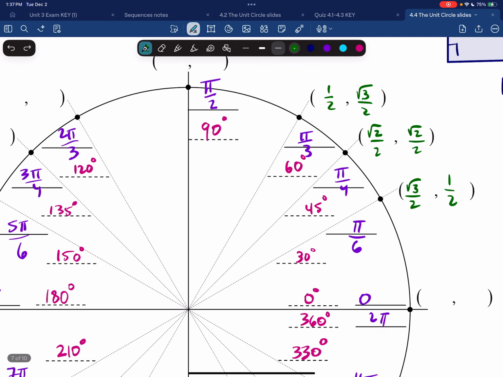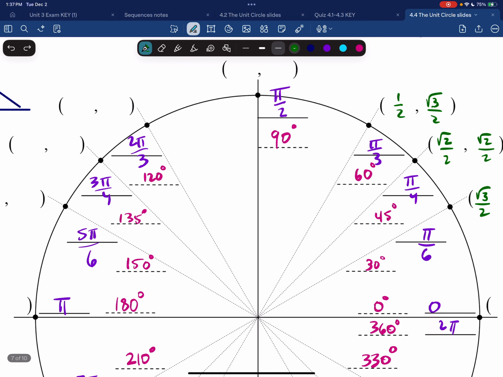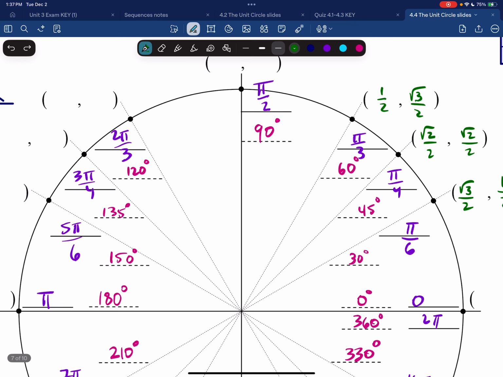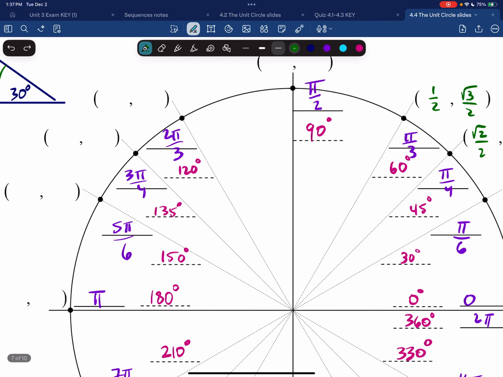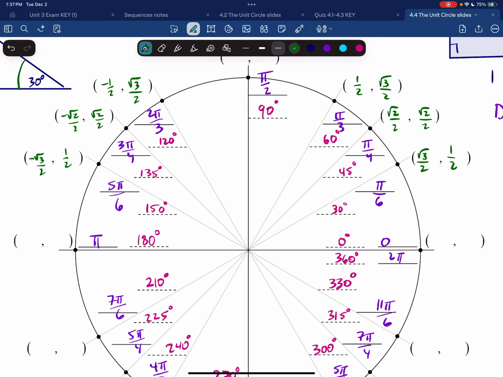So I can use that idea. All of these in the first quadrant are going to be reflected into the second quadrant, and the quantities are going to stay the same, but the x values are going to have the opposite sign. So instead of positive root 3 over 2, this is going to be negative root 3 over 2, positive 1/2. This is going to be negative root 2 over 2, positive root 2 over 2. And this is going to be negative 1/2, positive root 3 over 2. Okay? Boom. We quickly were able to fill in quadrant 2 of our unit circle.